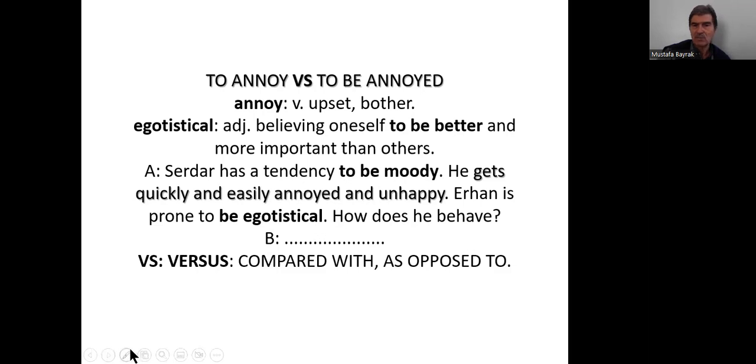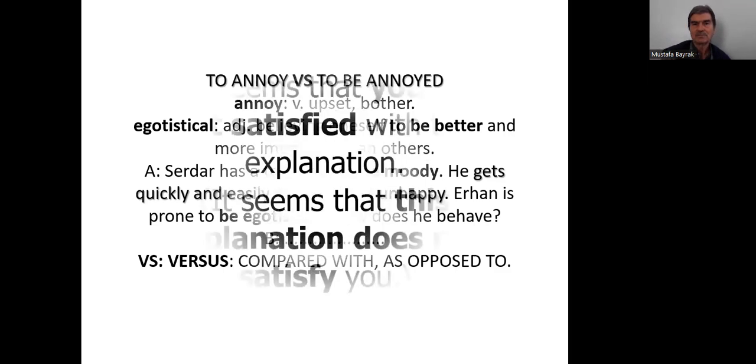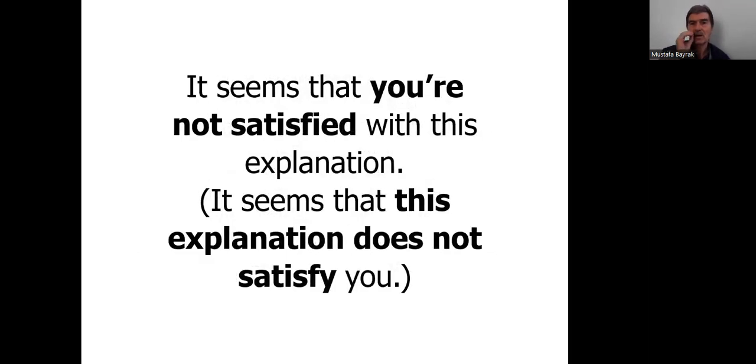Yes, vs means versus. Versus means compared with, as opposed to. To annoy, as opposed to be annoyed, or to annoy compared with to be annoyed. It seems that you are not satisfied. Yes, passive again. It seems that you are not satisfied with this explanation. It seems that this explanation does not satisfy you. Active voice. This one.